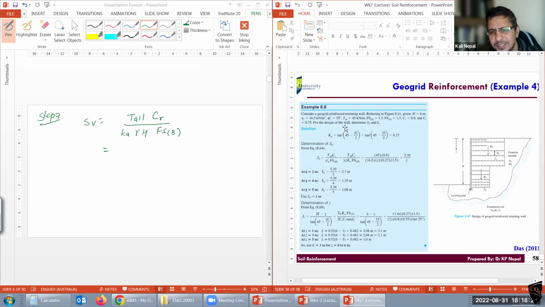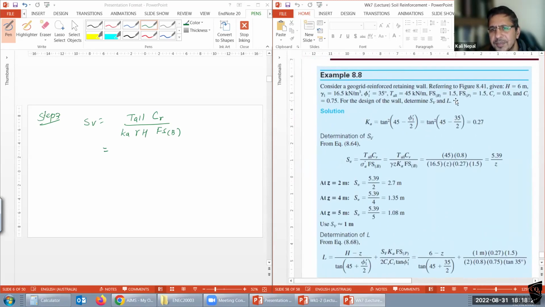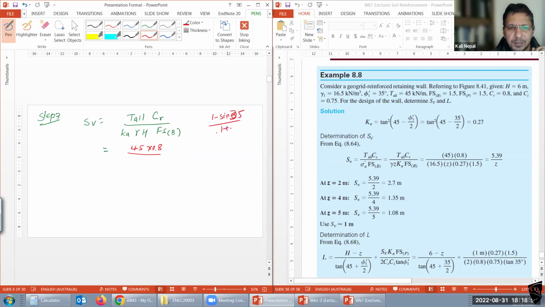Did you see that here? Can I just enlarge that? Just that part, question part only. Did you see T allowable given 45? You can directly write that. Times, what is CR? 0.8. Ka, oh, what is the phi? 35. Can you calculate Ka now? So 1 minus sine 35 divided by 1 plus sine 35. Can you calculate this for me, please, for Ka?